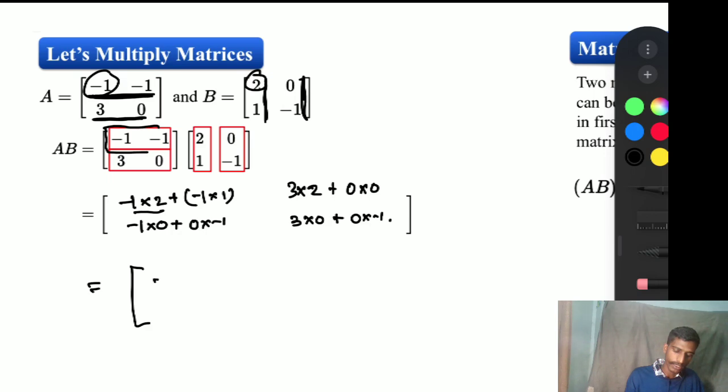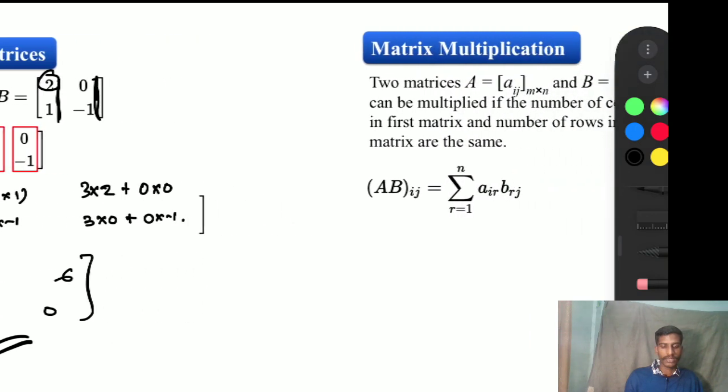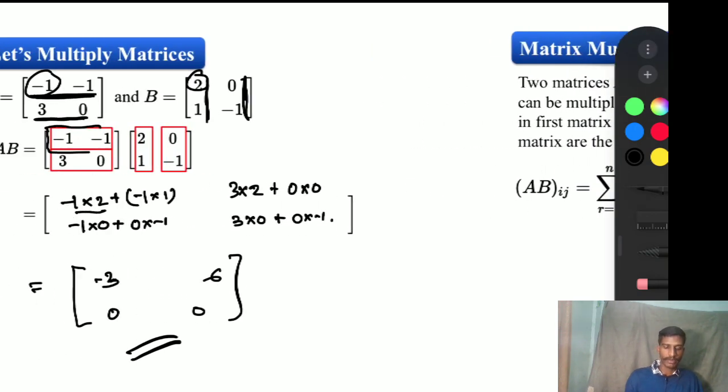Here it is minus 2 plus minus 3. Here it is 3 into 2, it is 6. Here it is 0 and here it is 0. This is our new matrix. This is how we multiply our matrices. We'll go row-wise and column-wise.